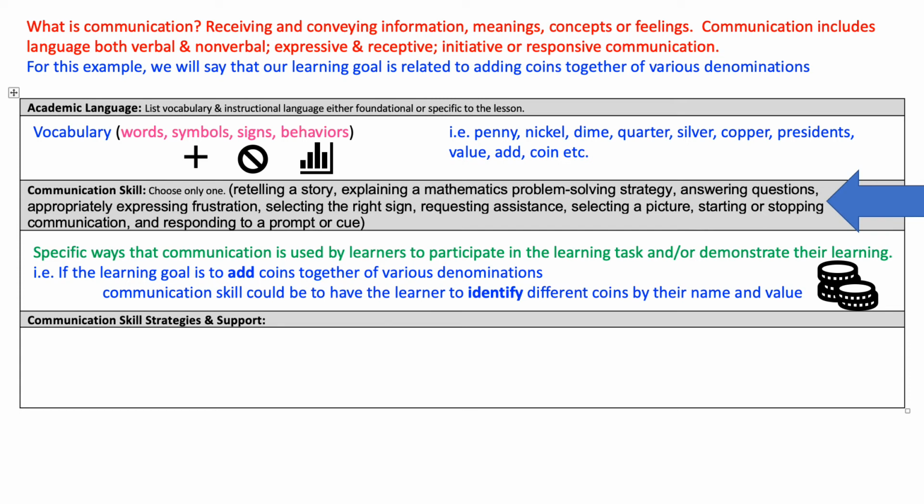So let's continue on with our example of adding coins of various denominations together. The learning objective or skill relates to addition and finding sums. The communication skill is to identify different coins by their name and value. Perhaps you have a variety of coins on a table and point to a particular coin and ask a learner to verbalize the name and value. This type of communication demonstrates learning, but it is different from the objective of addition.